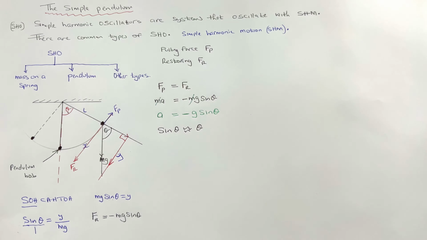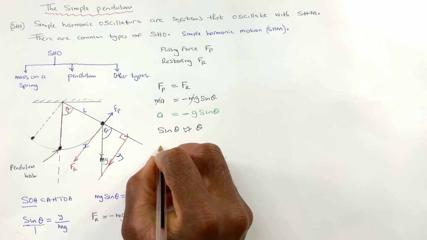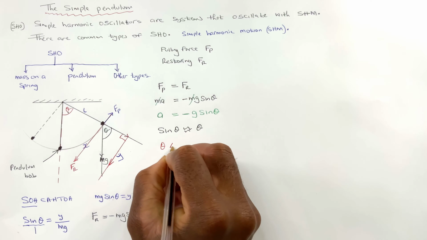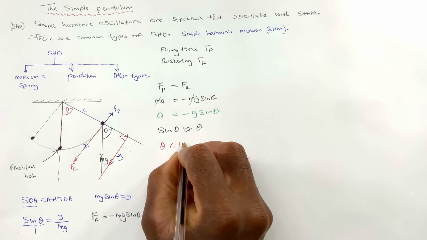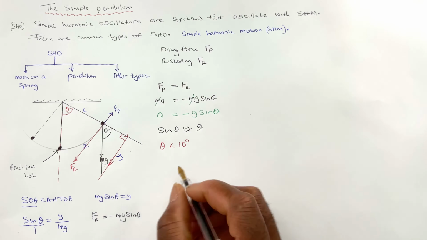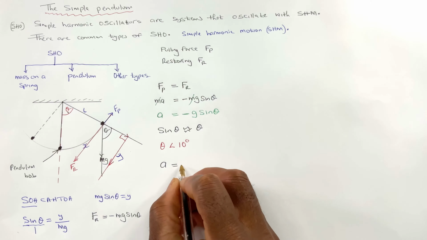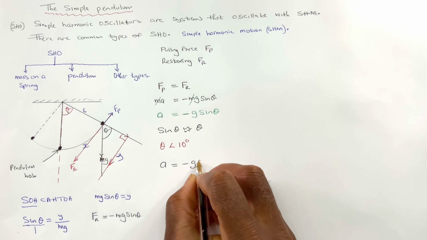where theta is less than 10 degrees. Now I could rewrite my equation as a, acceleration, equals minus g theta.